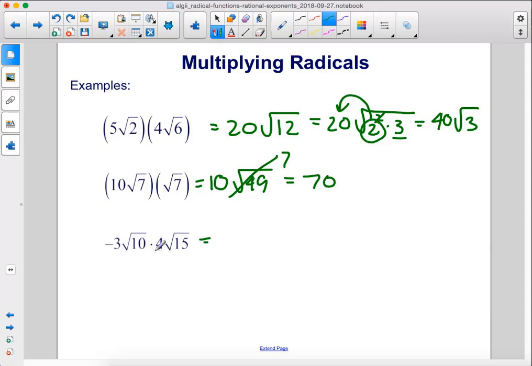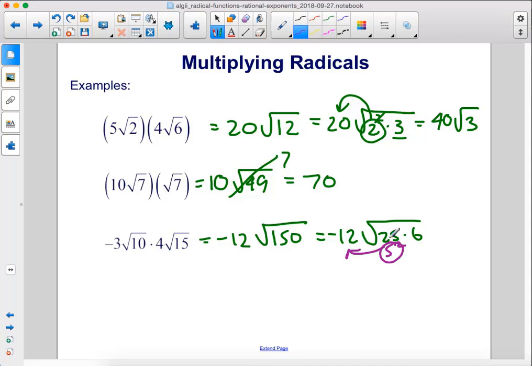Here we have negative 12 times the square root of 150. So the square root of 150 is the same thing as 25 times 6. 25 is 5 squared, so we can take this 5, move it out front, and that gives us negative 60 times the square root of 6.